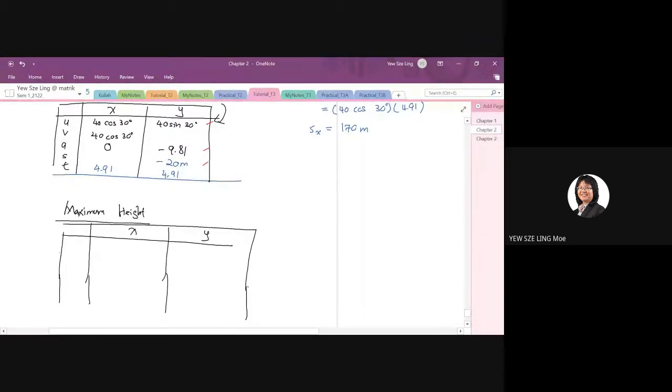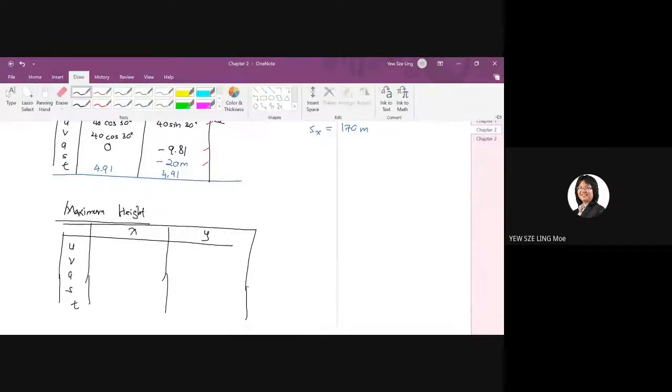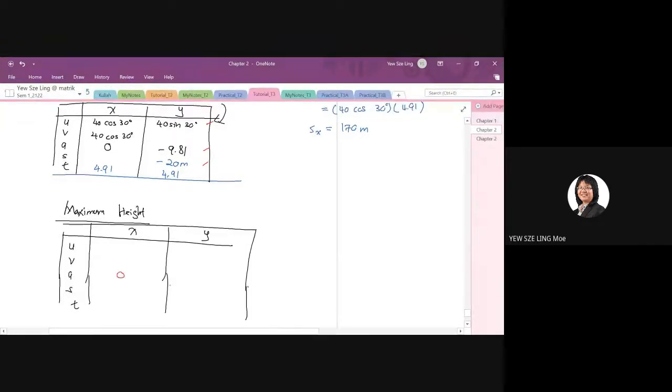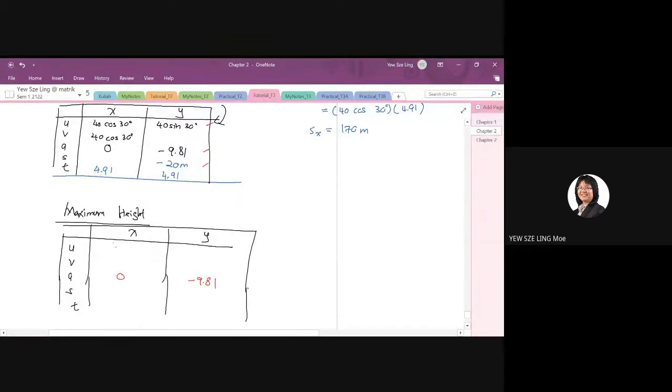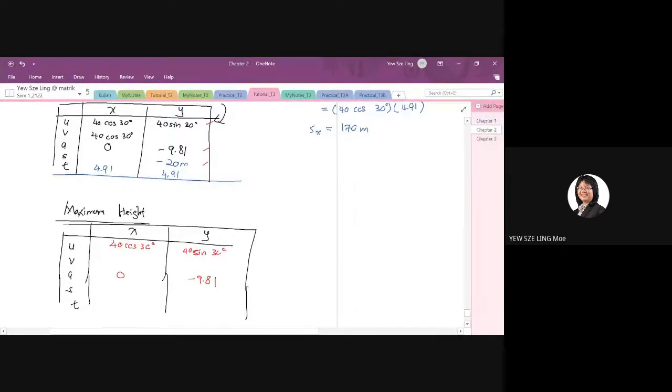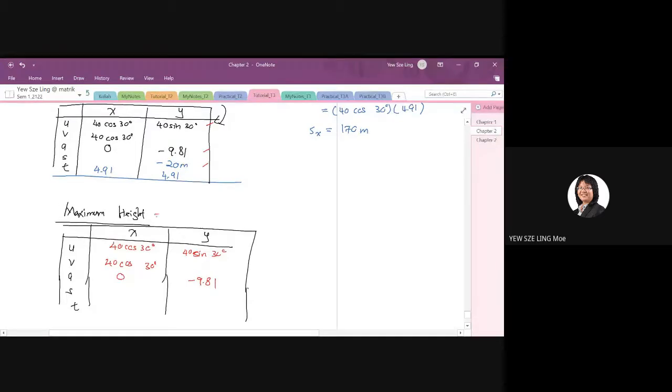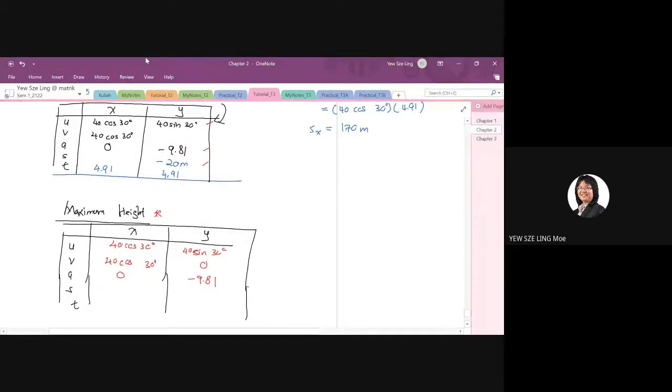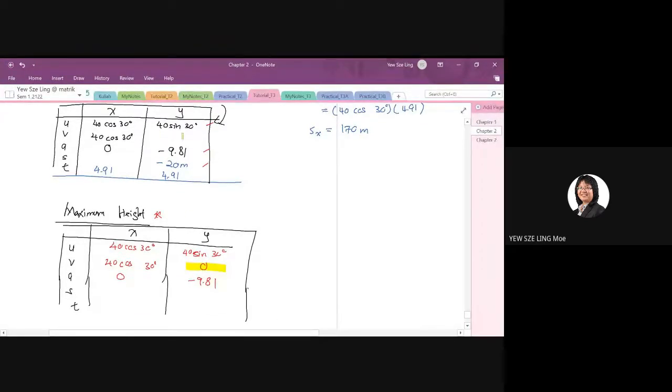So this is X, this is Y, U, V, A, S, T. The information that we have again is 0, negative 9.81. Both of them start from the same initial position. So 40 cos 30 degrees, no issue, and 40 sin 30 degrees. This one is 40 cos because it's constant velocity. Now, when it comes to maximum height, our Vy is always 0. This is the first difference between ground and maximum height.